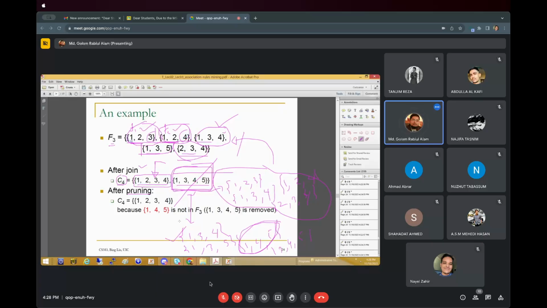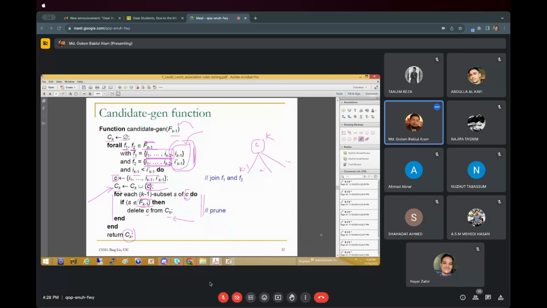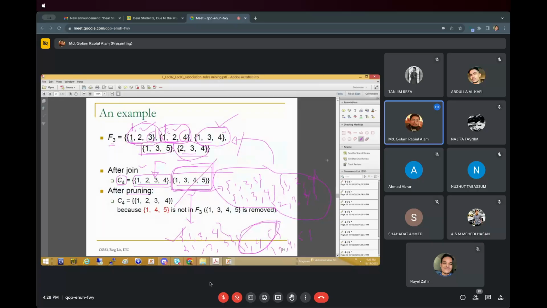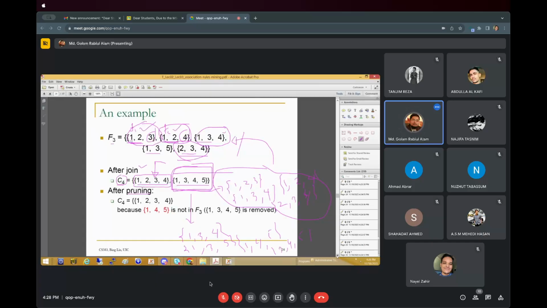Is it clear now? Yes sir. Okay. So this is how we have to apply the candidate generation function. Okay, I think we understand this.